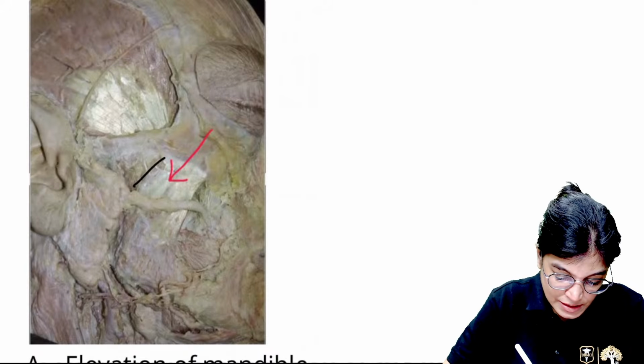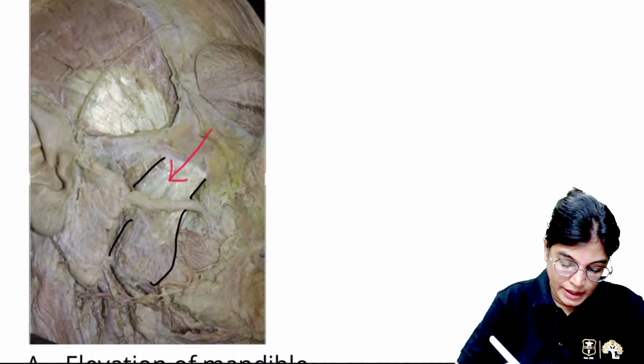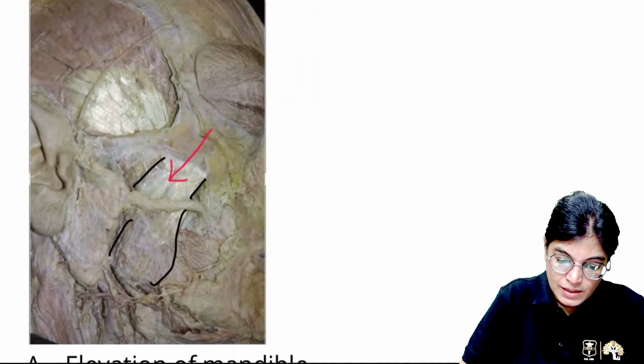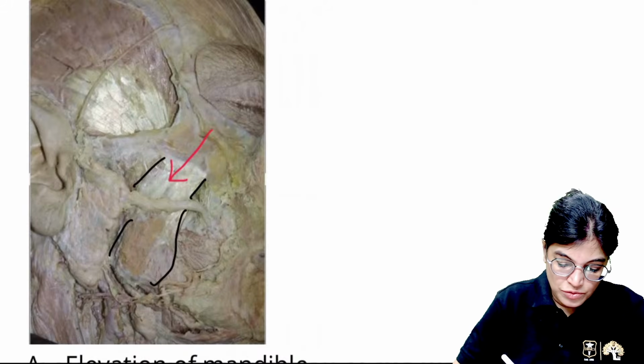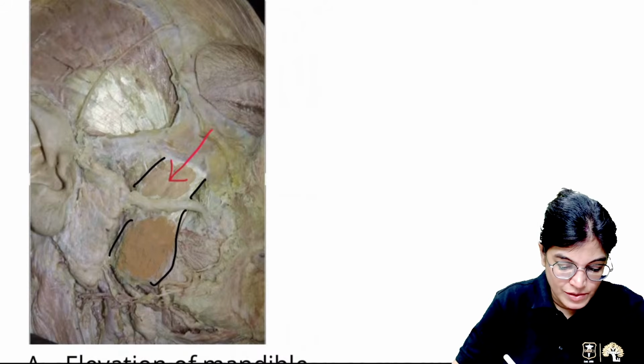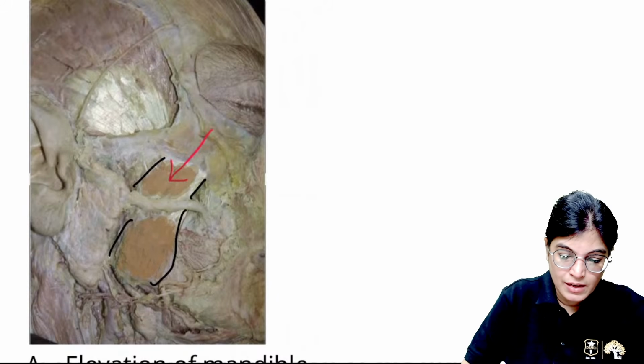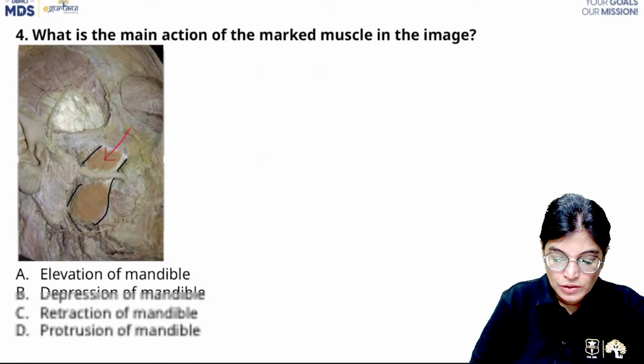So this is the muscle, and which muscle is this? Exactly, you have to identify this. Which muscle is this, my dear students? This is the masseter muscle. Okay, so you have to tell me what is the action.